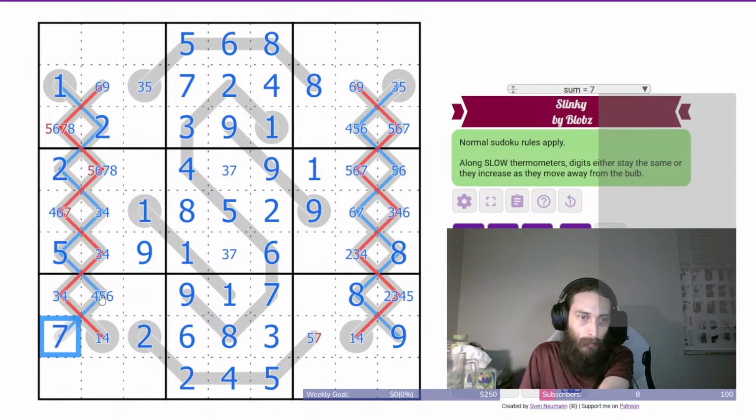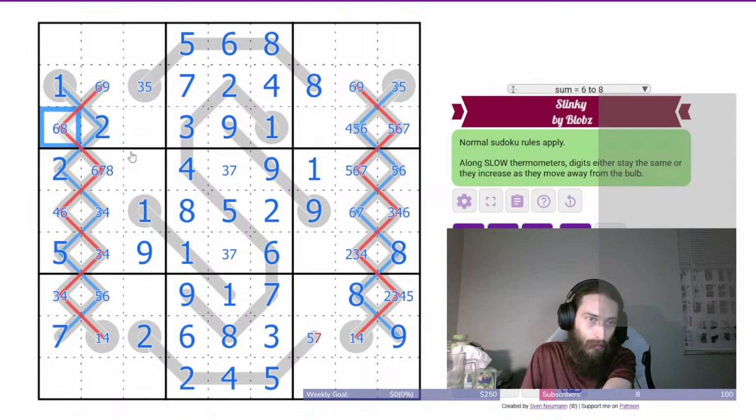But since this is the maximum, it doesn't impact blue. But the 5 means this can be 5 or 6. But now this can't be a 7, not a 5, not a 5, or a 7. And then this is a 5, which isn't surprising. Takes the 5 out of there.